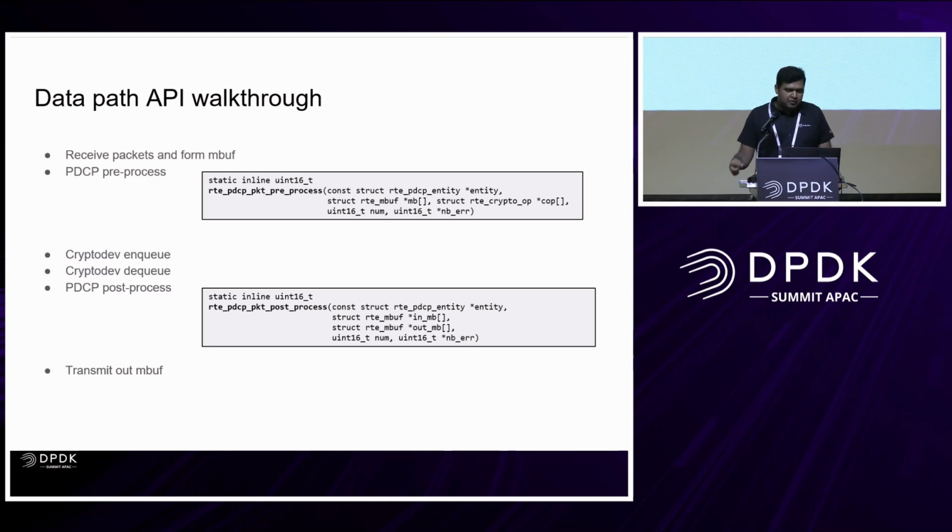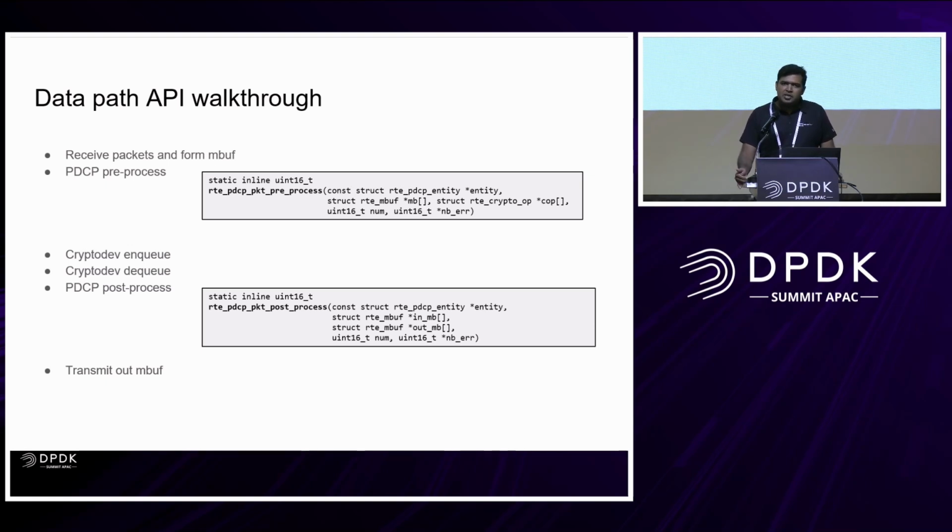First we go for PDCP preprocess. PDCP preprocess is the one that allocates something known as a crypto op, which is used for the crypto operation. It also prepares the IV when we are doing the look-aside crypto mode. Everything that is required before doing the crypto operation is done in the pre-process stage. After that, the packets get submitted to CryptoDev enqueue, and then the packets get returned by CryptoDev dequeue. After that, PDCP post-processing is performed.